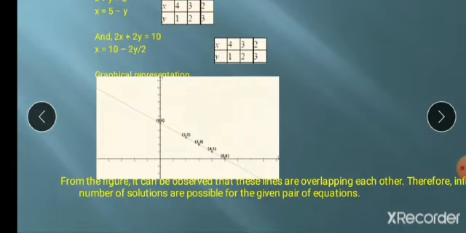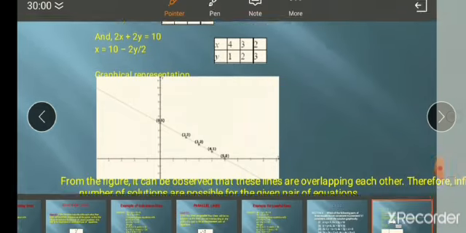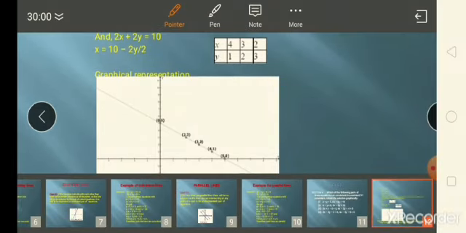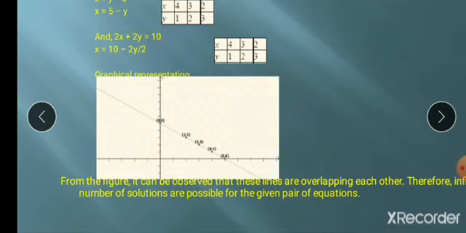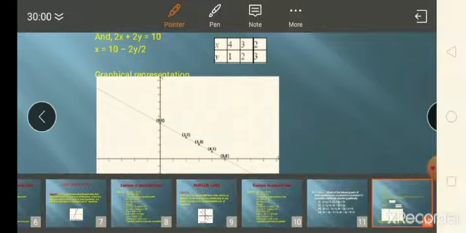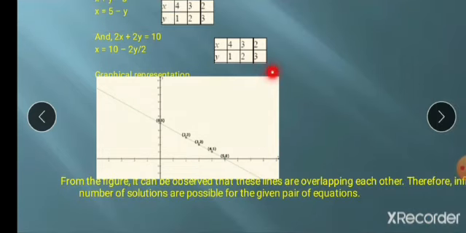The points will be (4, 1), (3, 2), (2, 3). Then it will look like this on the graph sheet. The same equation, you take 2x plus 2y equal 10, then x equal to (10 minus 2y) by 2. Substitute those values and you will get the same points, 4, 1, 3, 2, 2, 3. So both the lines L1 and L2 coincide, one upon the other. So it is coincident lines.